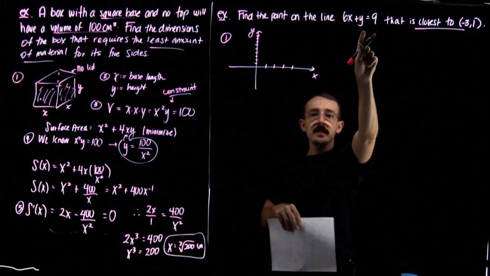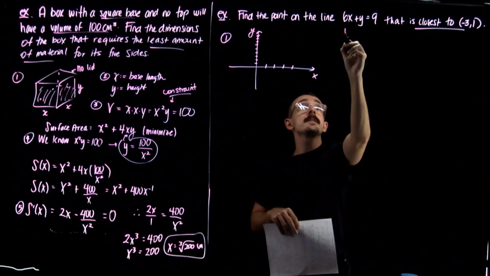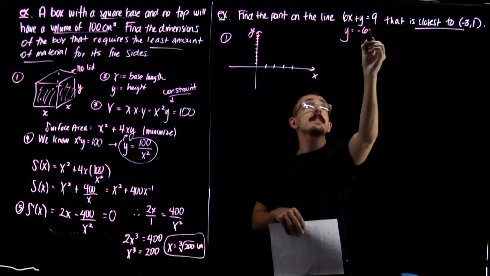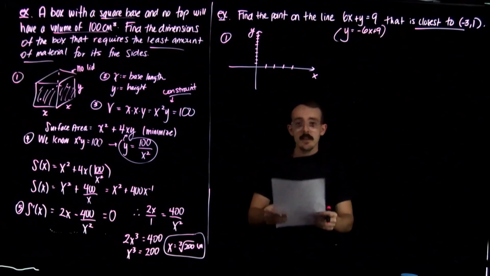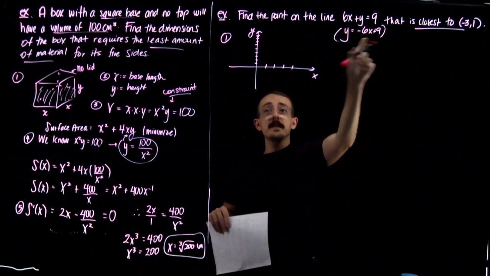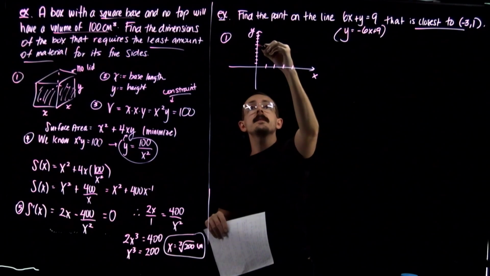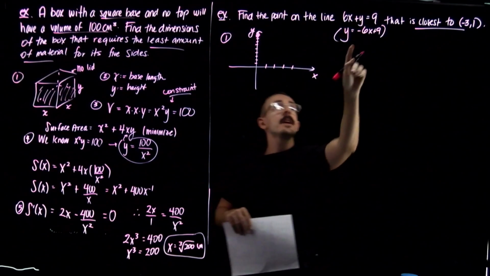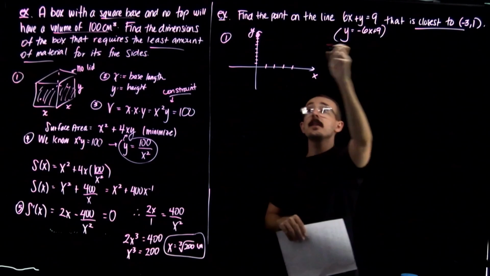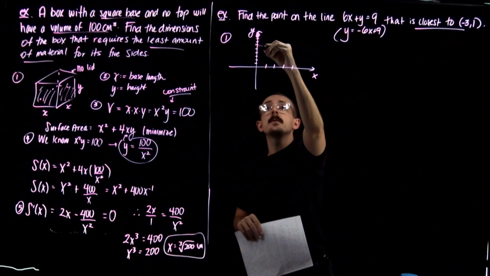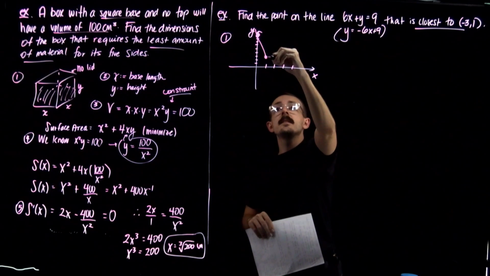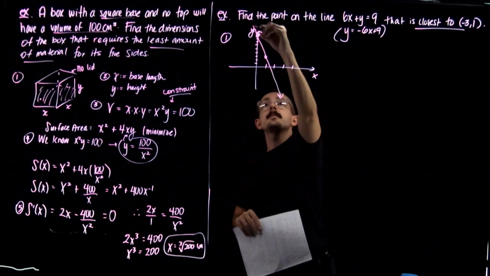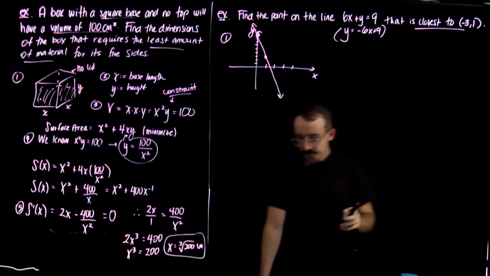I'm going to rearrange this into slope-intercept form. So this is the same as y equals negative 6x plus 9. So that's the exact same thing. So I'll go ahead and draw that. The y-intercept is 9. So 1, 2, 3, 4, 5, 6, 7, 8, 9. The slope is negative 6. So I'll go down 6, 1, 2, 3, 4, 5, 6, and over 1. And this gives me an estimate for what my line looks like.